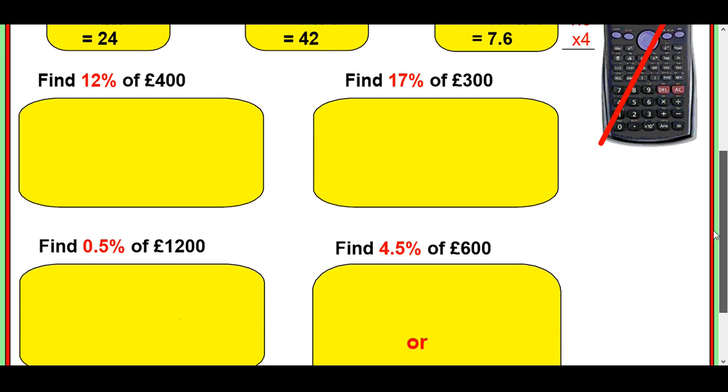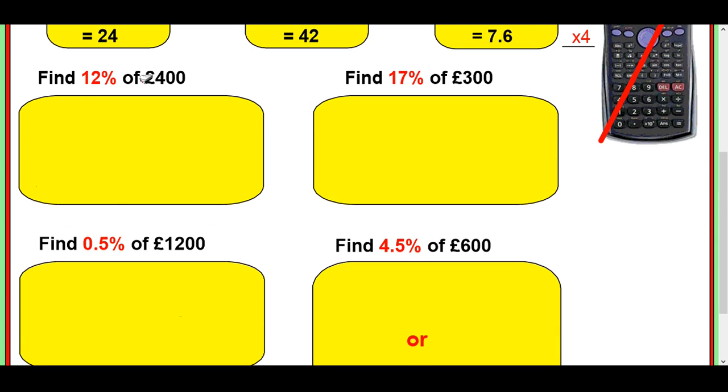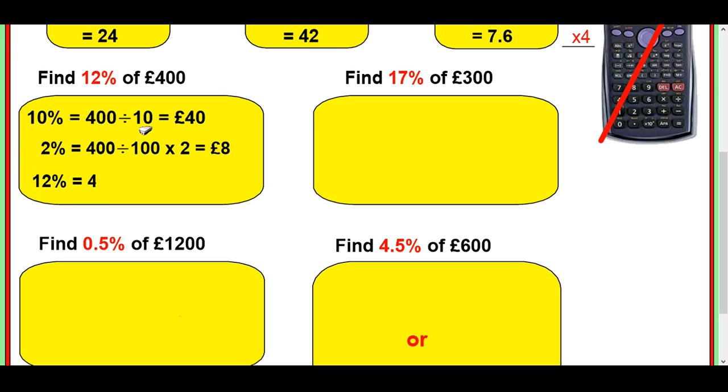Right, let's look at some harder ones in terms of the building block ones. So finding 12% of £400. The first thing I would do is get 10%, because that's quite close to it. So 10%, just divide by 10. That gives you £40. And then to get 2%, well, you divide this by 100 and times it by 2. So divide by 100 gives you 4, double it will give you £8. So 12% is a combination of 10 plus 2, isn't it? So you take your £40 from the 10%, your £8 from the 2%, and you add them together. You get £48.